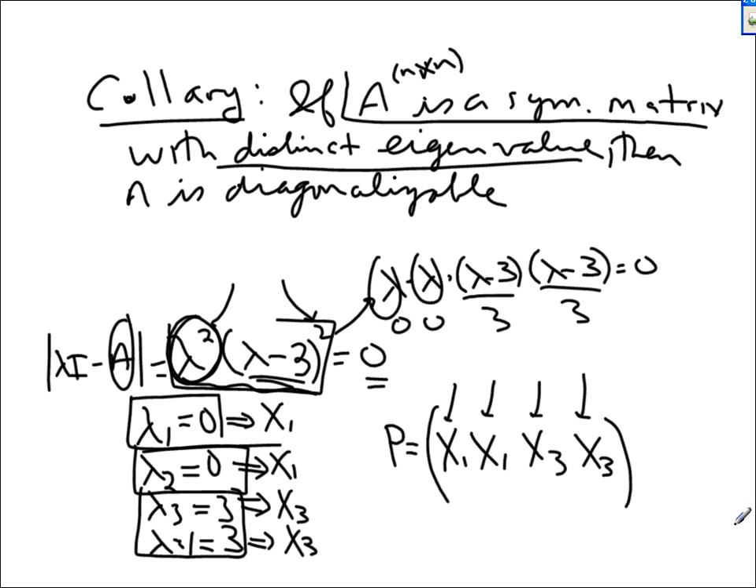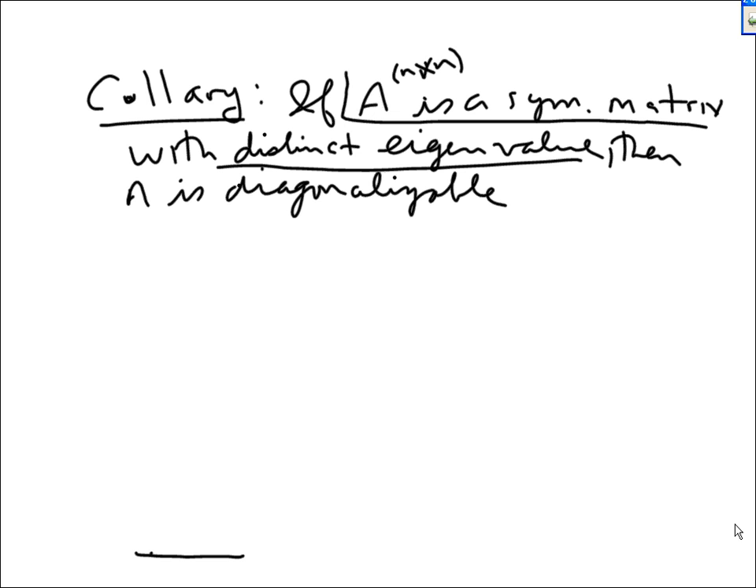So if A is a symmetric matrix and it has distinct eigenvalues, then A is diagonalizable. We're not going to prove that. I didn't even talk about the little piece of the proof, but you don't have to know how to prove that. Hopefully it's in your textbook if you really want to know it.